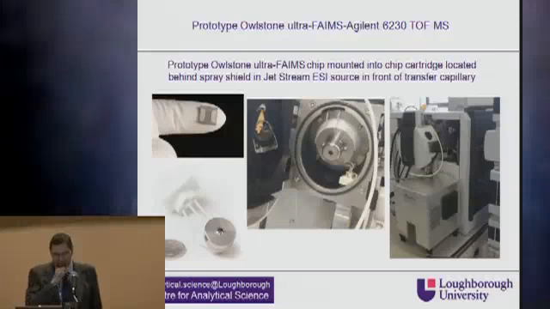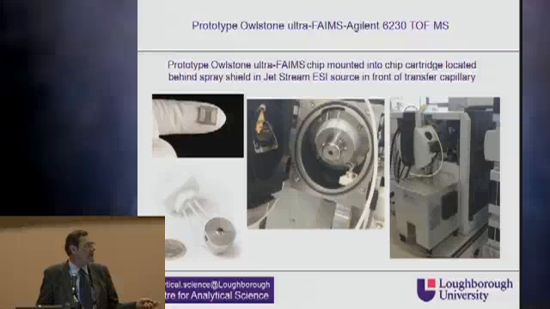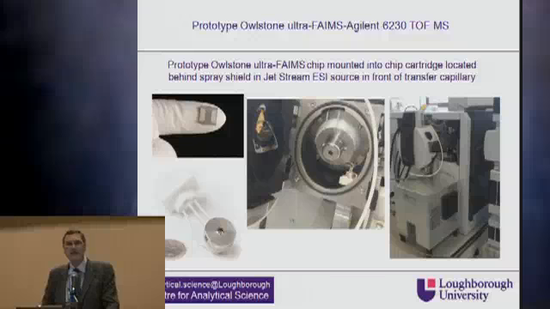Let me just show you briefly what that looks like experimentally. The chip here gives you an idea of the size of the chip. The size of the working part is 4 square millimeters, scaled against the finger. That chip on the top left-hand side is enclosed in a casing, a cartridge on the bottom left, that's introduced behind the spray shield of the mass spectrometer and ahead of the inlet capillary.